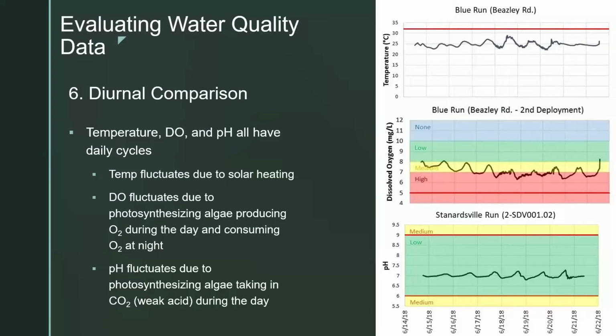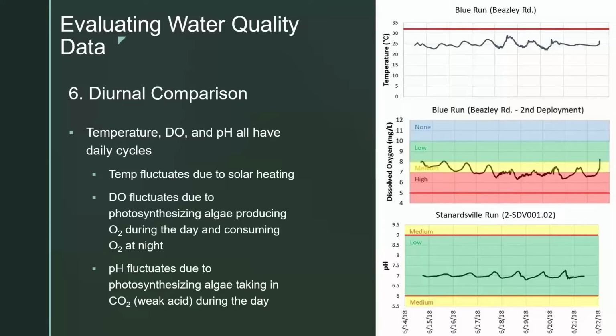And then lastly, for pH, pH has natural daily cycles as well. In this case, they're also driven by algae. As algae is photosynthesizing during the day, as well as giving off oxygen, they're also taking in carbon dioxide. And carbon dioxide dissolved in water is a weak acid. So during the day, as they're taking in a weak acid, they're removing acids from the water, basically making the pH go up. And then at nighttime, again, when they're respiring, CO2 is being given off. Again, it's a weak acid, so that's going to drive the pH lower.